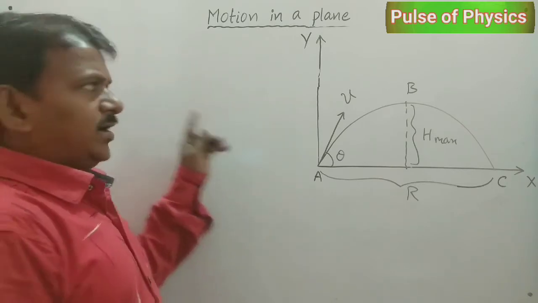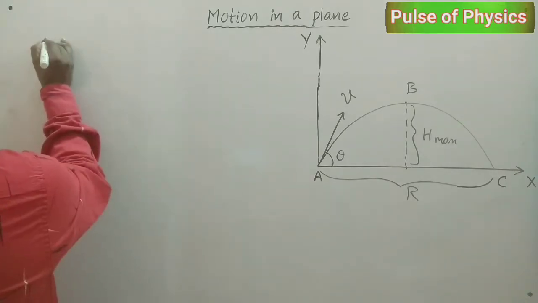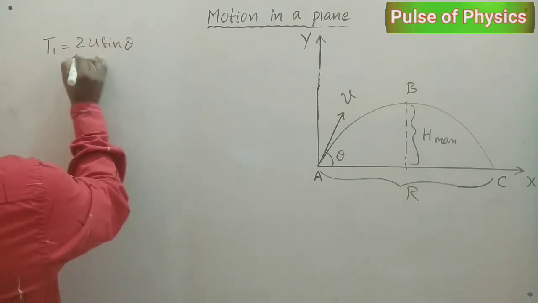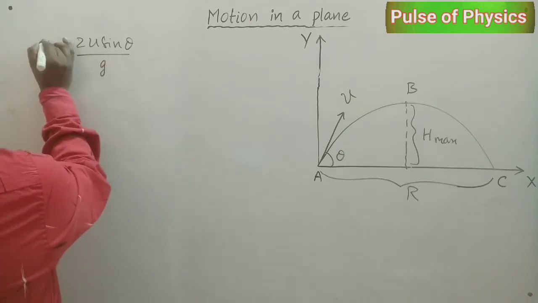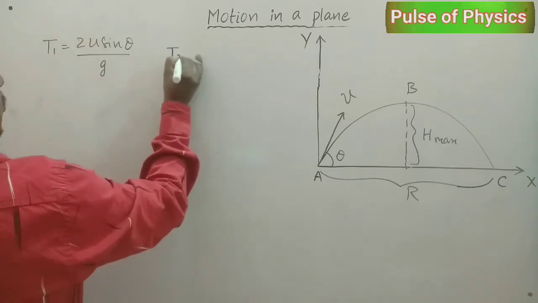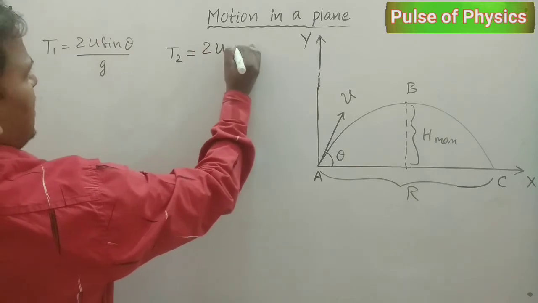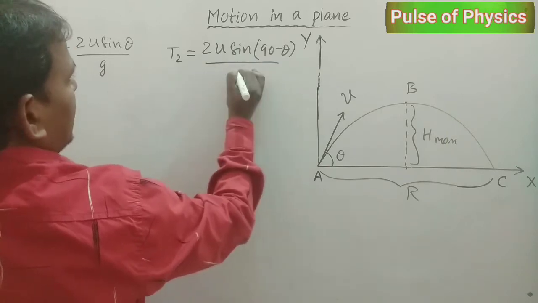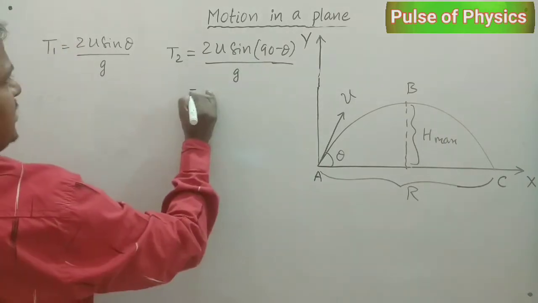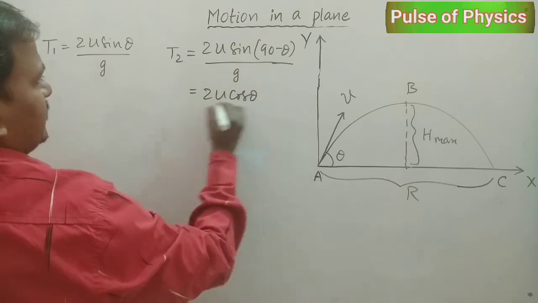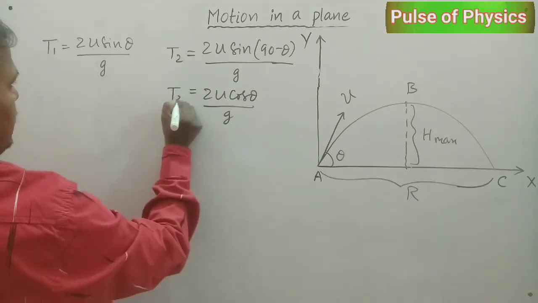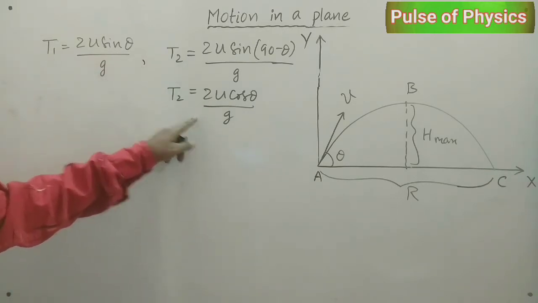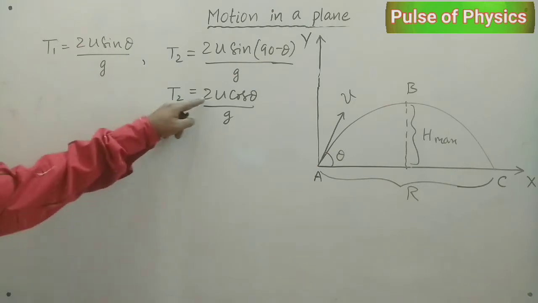Find time of flight in two cases. T1 is 2u sin theta by g for angle of projection theta. Next, T2, angle of projection 90 minus theta, 2u sin of 90 minus theta by g. We will get 2u cos theta by g. You see the relations T1 and T2, common terms are there, 2u by g, 2u by g.